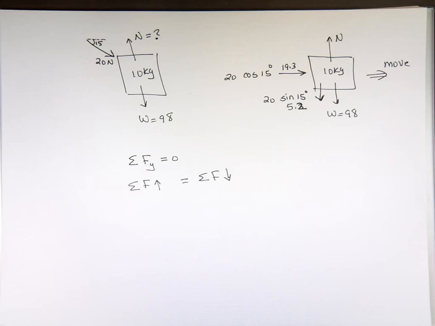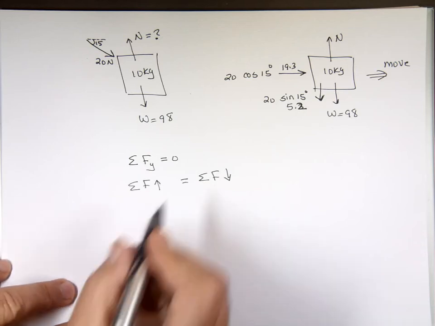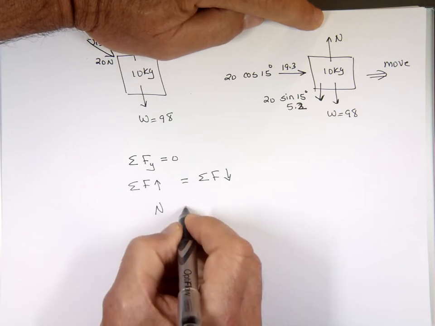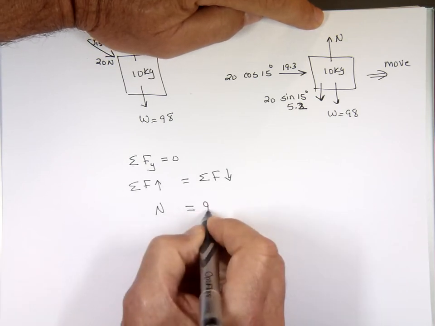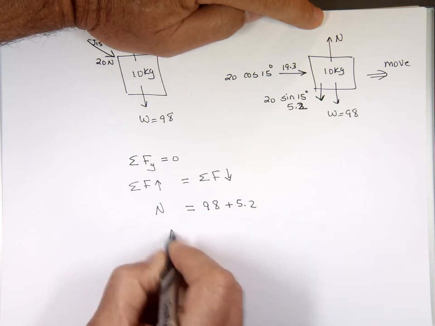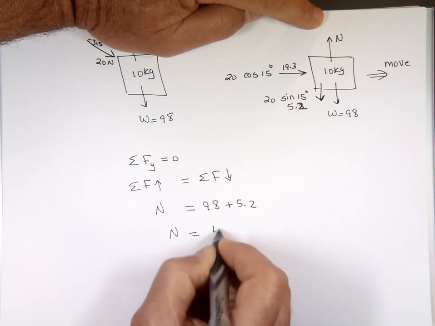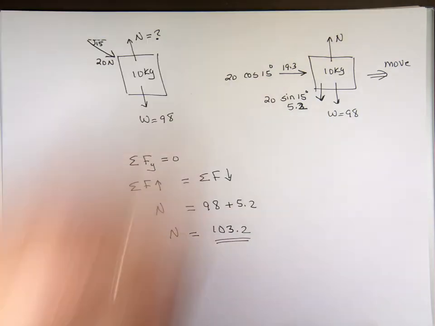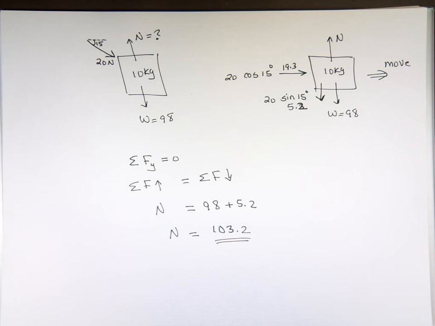So what do we have now? What's pointing upward? It looks like only the normal force, right? And what is pointing down? The 98 plus the 5.2. What happened to that normal force? 103.2, increased. And you're probably going, who cares about the normal force? I don't care if the ground pushes up or not.